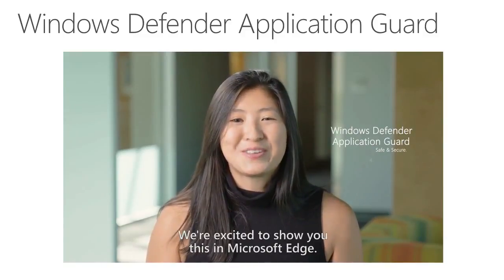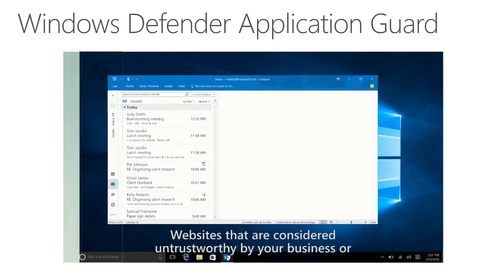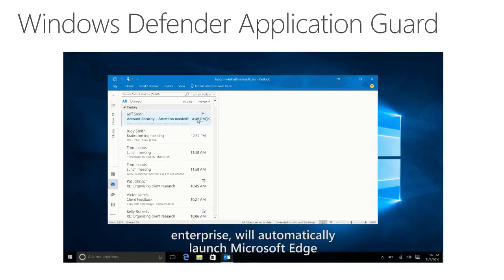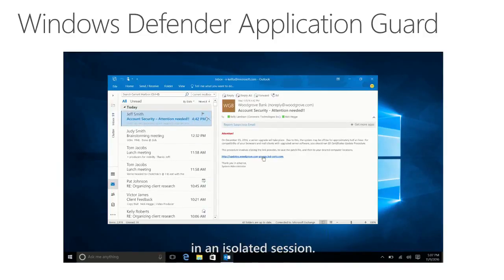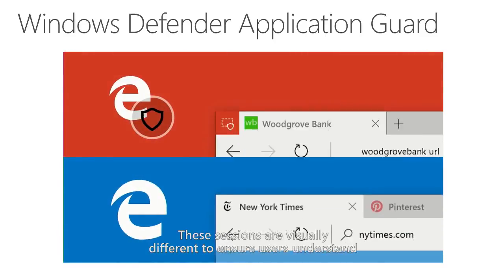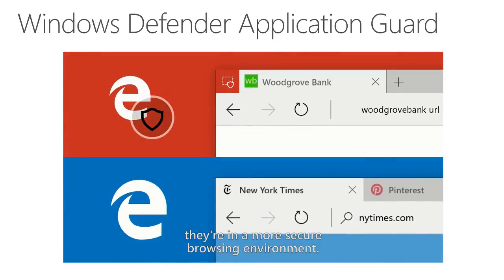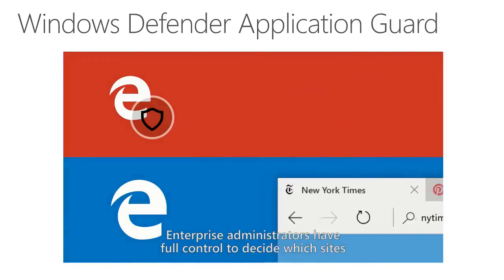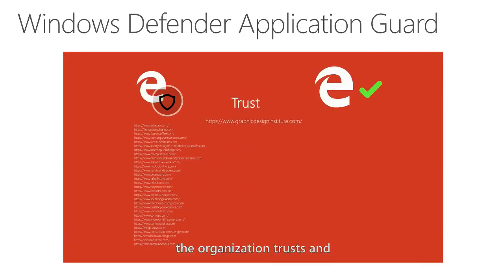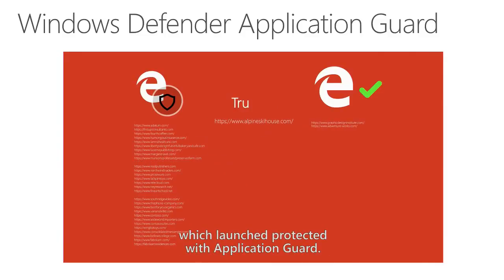We're excited to show you this in Microsoft Edge. Websites that are considered untrustworthy by your business or enterprise will automatically launch Microsoft Edge in an isolated session. These sessions are visually different to ensure users understand they're in a more secure browsing environment. Enterprise administrators have full control to decide which sites the organization trusts and which launch protected with Application Guard.